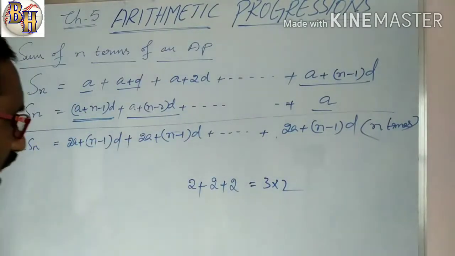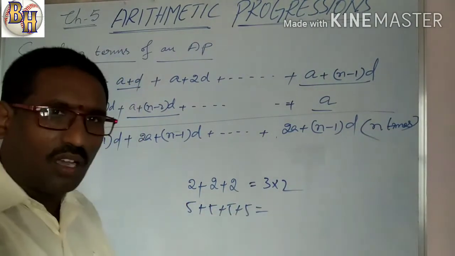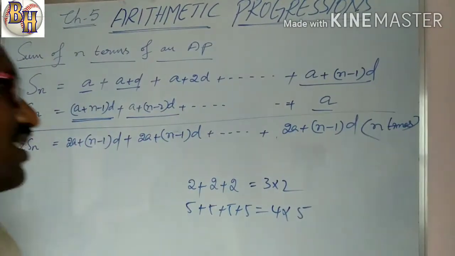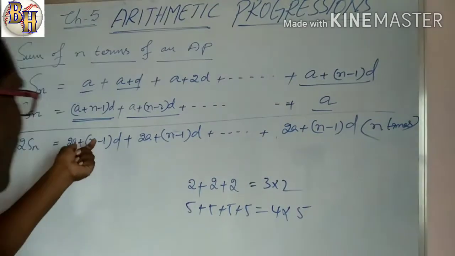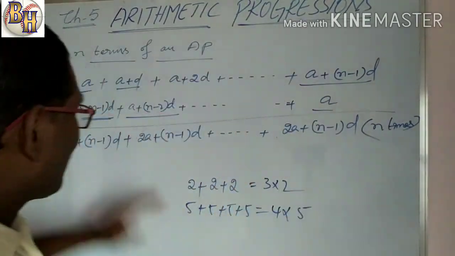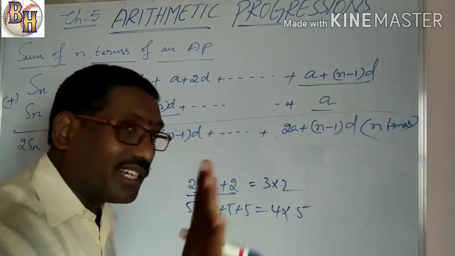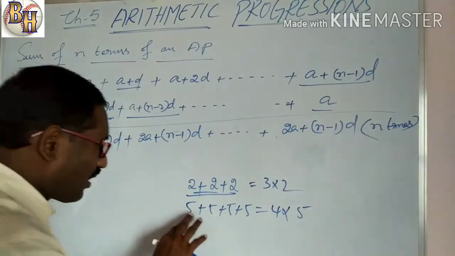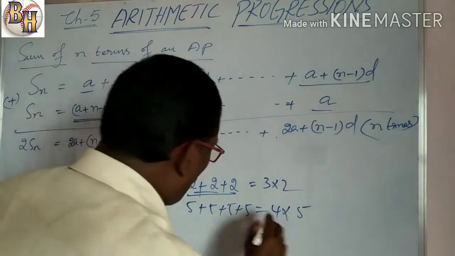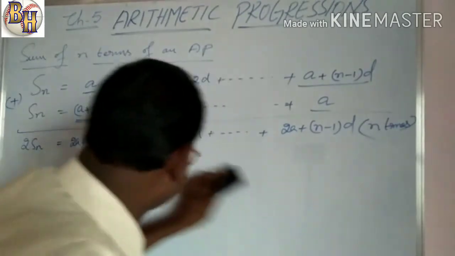Yes or no? Yes. Suppose for example 5 plus 5 plus 5 plus 5, how to write? 4 into 5. So like that, 2a plus n minus 1 into d also is repeated n times. 2 is repeated 3 times means 3 into 2. 5 is repeated 4 times means 4 into 5. Here also n times means n into that number.